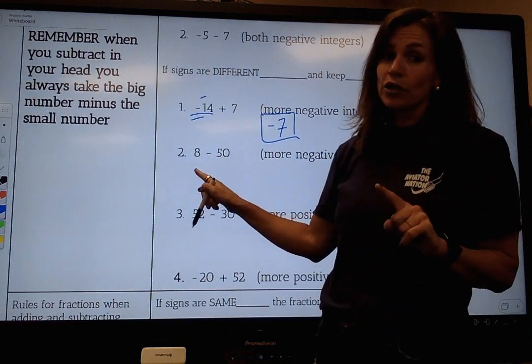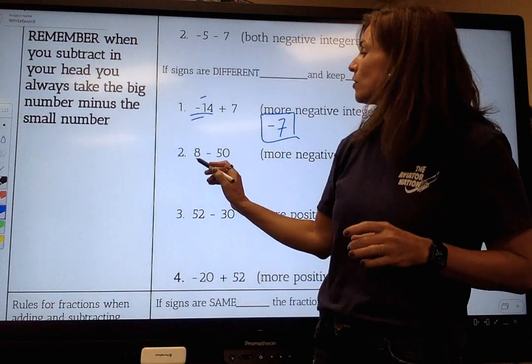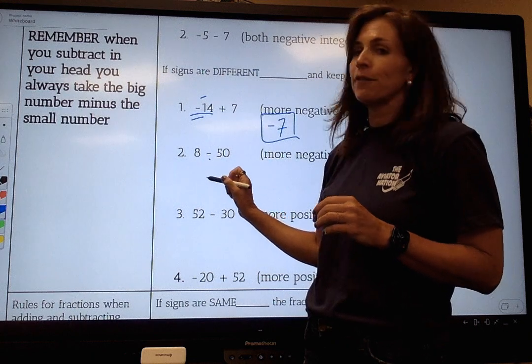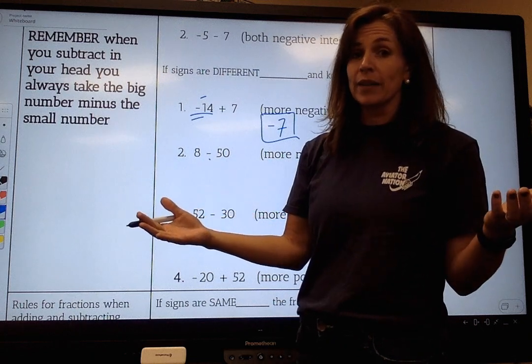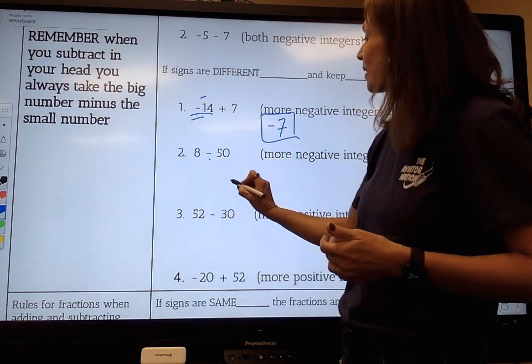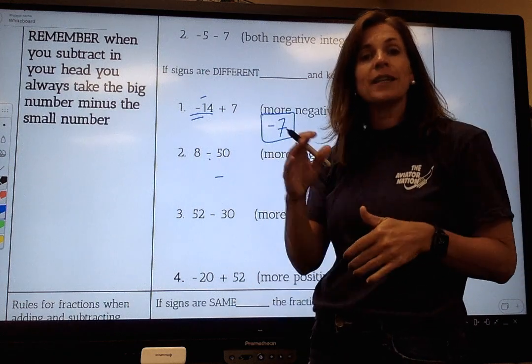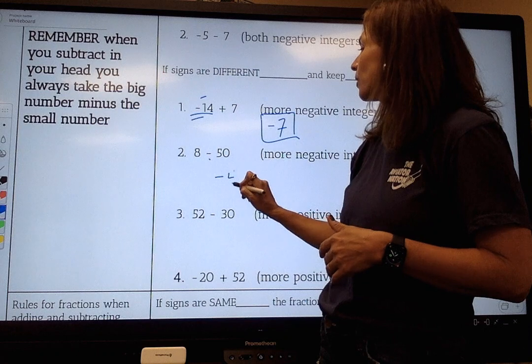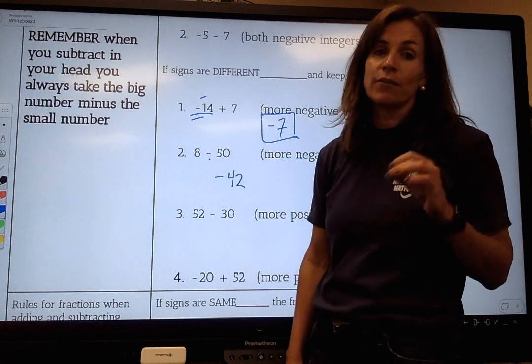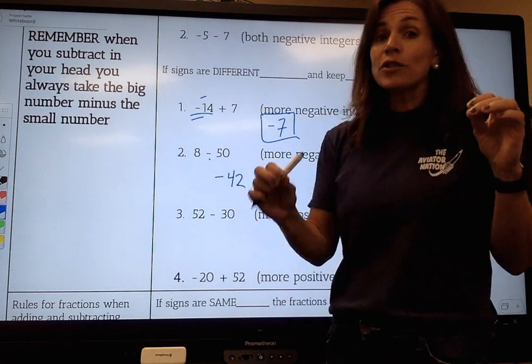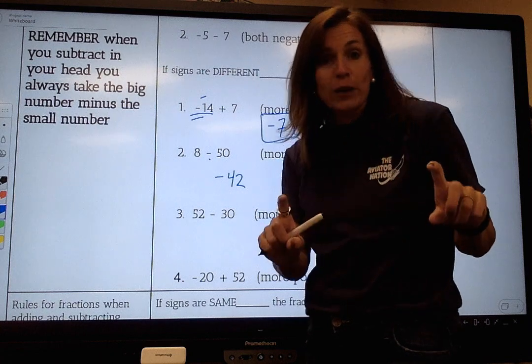All right, look at number 2. Remember, there's no subtraction. You have a negative 50. So you have a positive 8 and a negative 50. Do I have more positives or more negatives? I have more negatives. So I know my sign is negative, and then you take the difference of the integers. 50 minus 8 is 42. So my answer here is negative 42. So signs are different, take the difference.